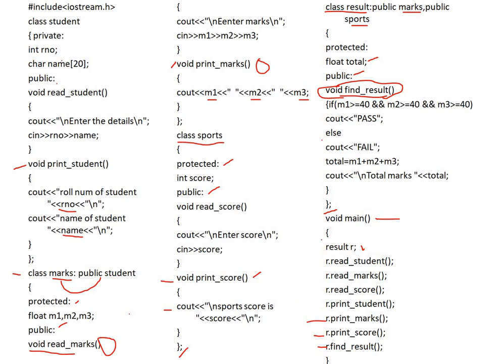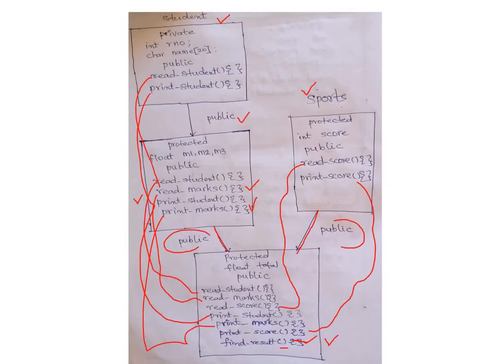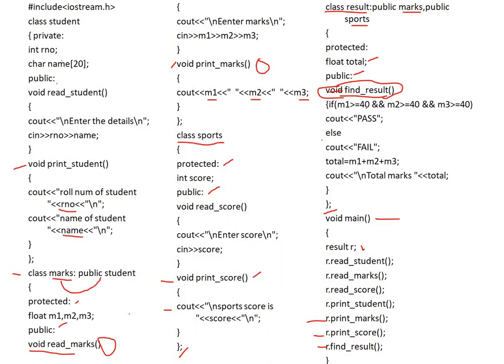R is an object of result class. Immediately execution control goes to the result class, searches for the void find_result. Here we have a certain number of statements under the find_result. They are: if m1 is greater than or equal to 40 and m2 is greater than or equal to 40 and m3 is greater than or equal to 40, cout pass. M1 is some value. What is the value? 90, 80, 72. Yes, 90 is greater than 40 true, and 80 is greater than 40 true, and 72 is greater than 40 true. So this total expression returns a true.